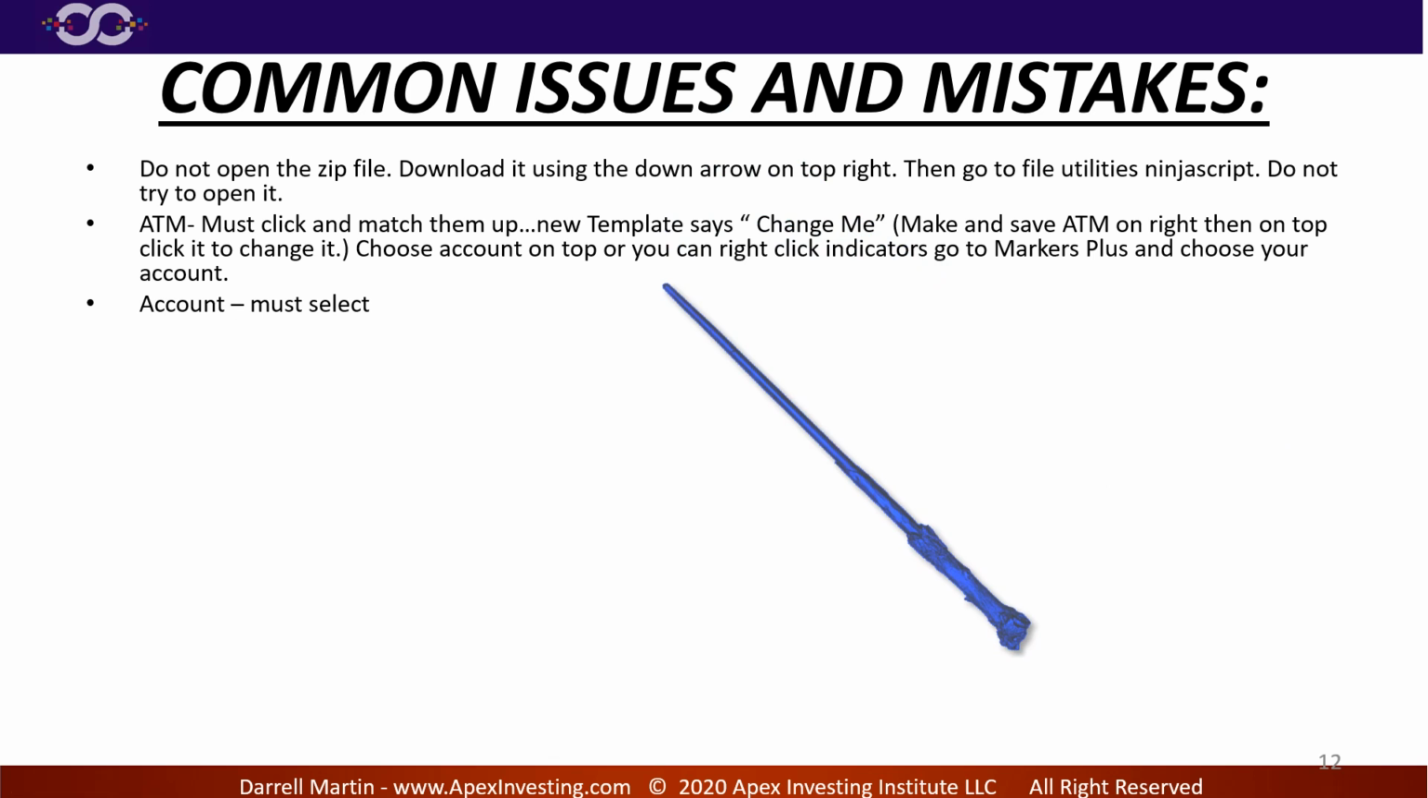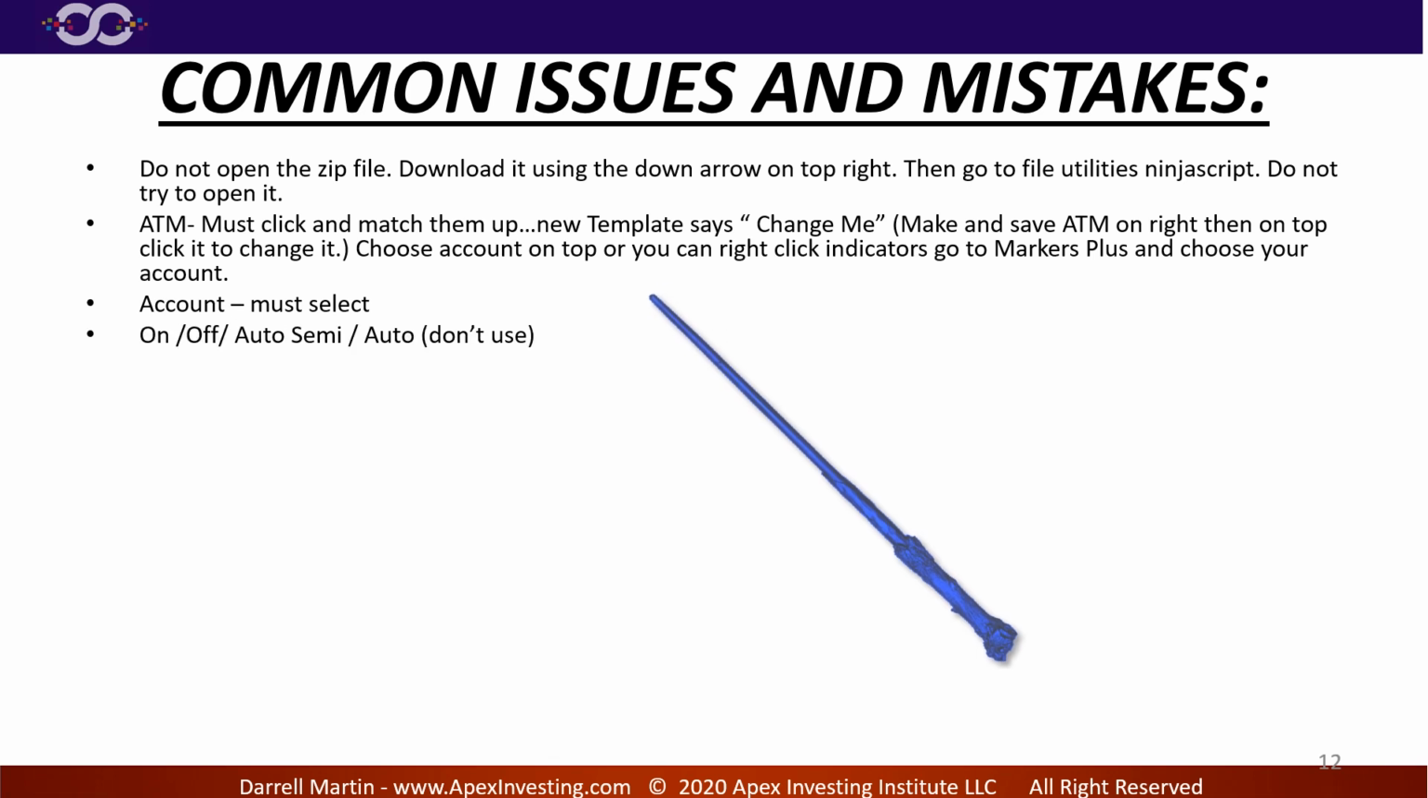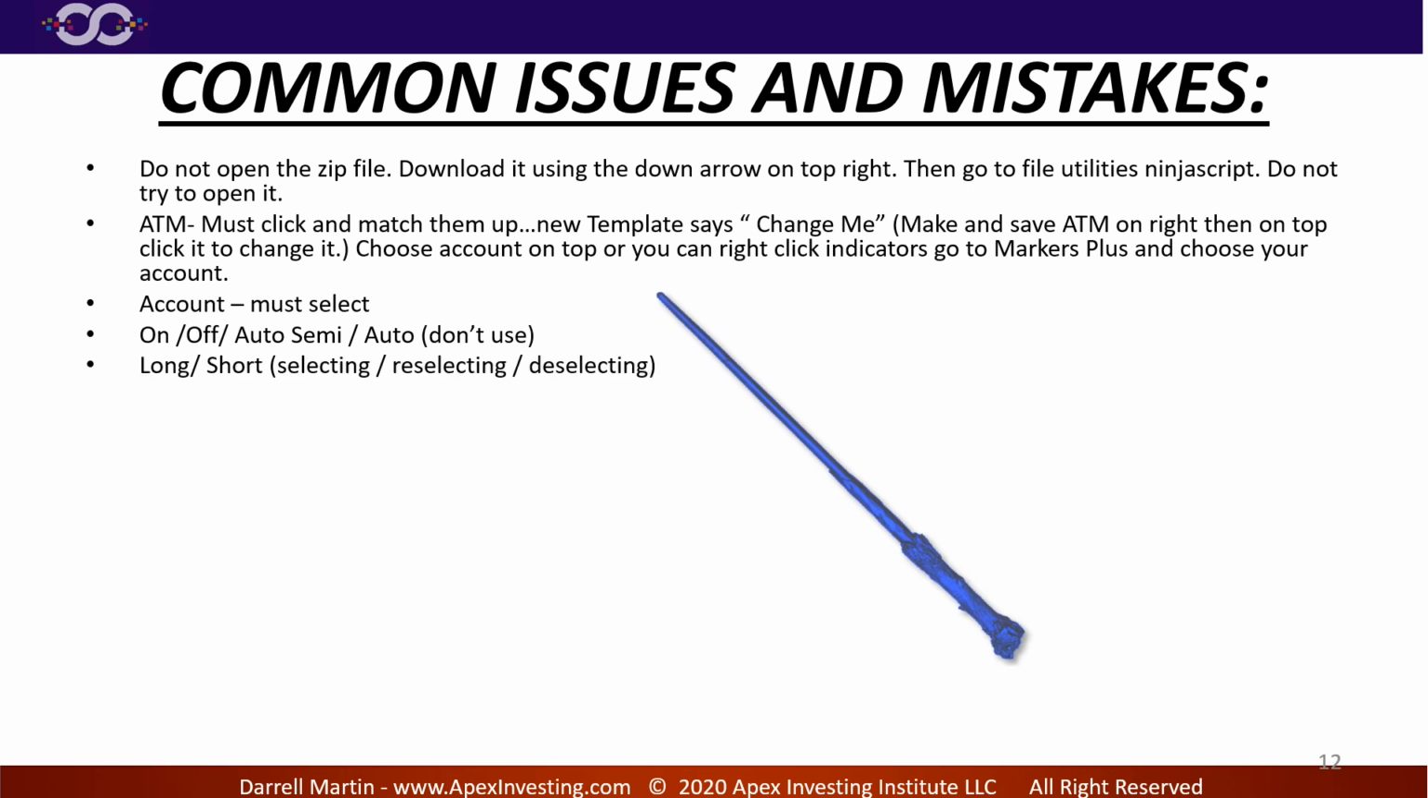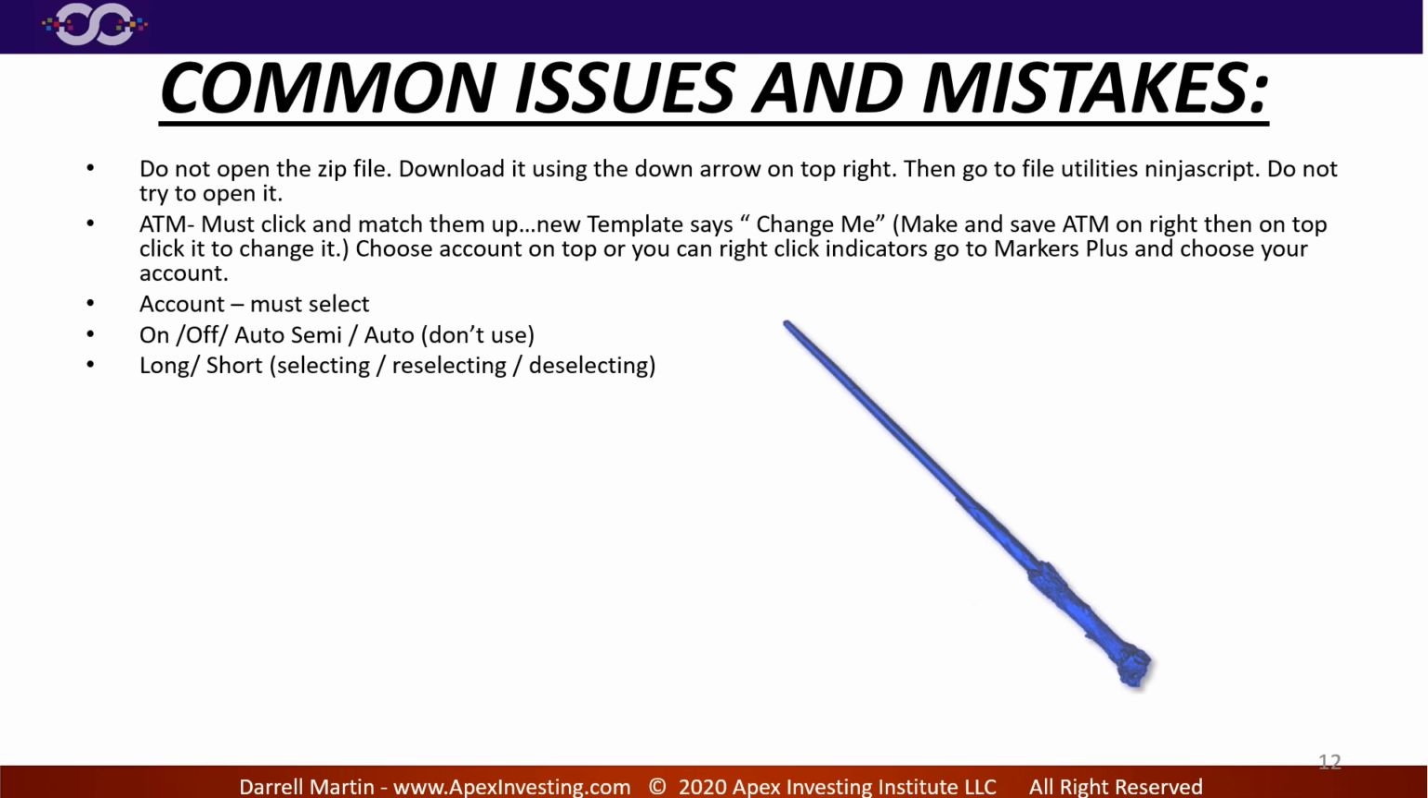You do have to select your account. You can use auto, semi, whatever. I recommend, again, you don't use auto. I'm showing that on replay only. Use semi while you're trading. Obviously you need to make sure you're selecting, deselecting, reselecting, long and short. Does that make sense to everybody so far? Like, as they're needed. If you've watched the videos, most of this should make sense.